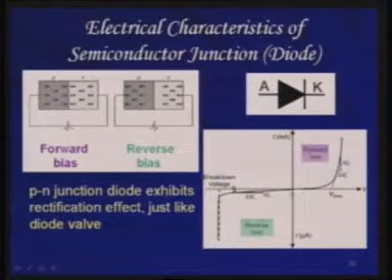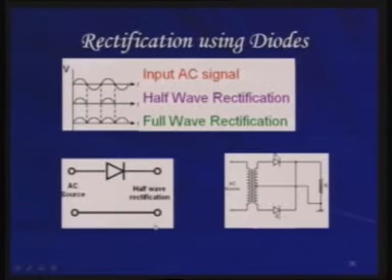So now you see that in forward bias you get current, but in reverse bias you don't. Isn't it something like the vacuum diode that we saw just now? Yeah, so here also we get rectification. This is exactly what is shown here, how the rectification is working. If you give an AC source, then on half wave rectification you get only the half positive cycles, and this is called a full wave rectifier, but that we will be discussing at some other point of time.